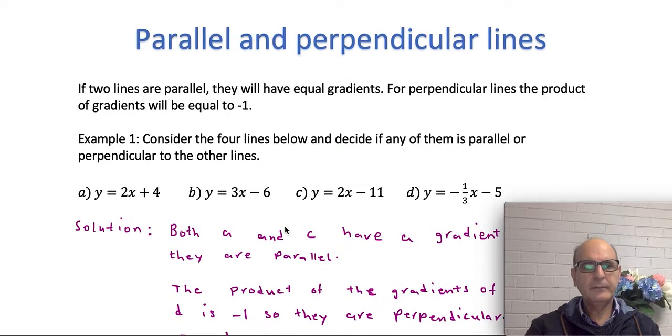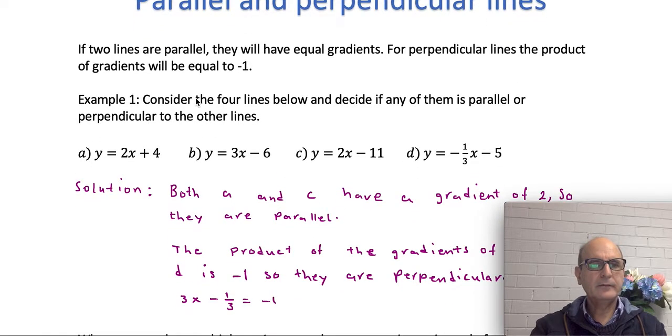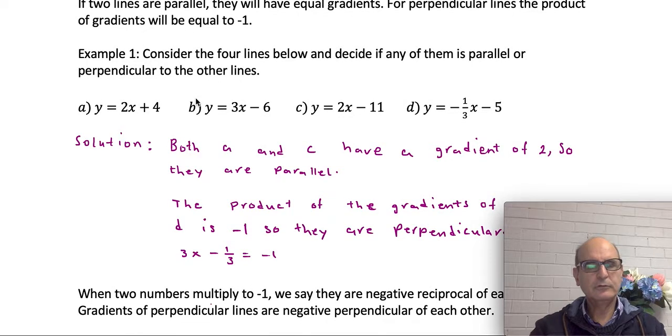First of all, parallel lines have equal gradients. So if two lines are parallel, we know that they have the same gradients. But if they are perpendicular, when you multiply their gradients, you get minus 1. Let's look at the first example that looks at this concept.